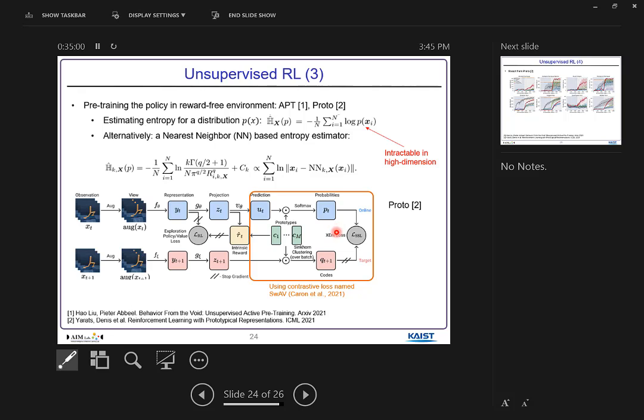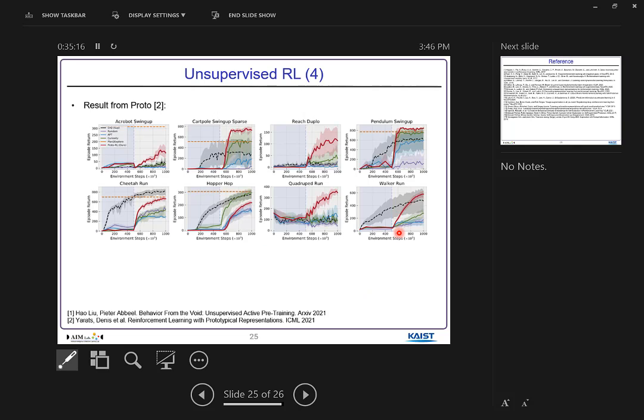So there are two purposes here: learn the policy and learn the representation. But the policy here is not learned for any specific task. It learns for no task, using the pseudo reward. And here is the result of this paper. Half of the time is for pre-training, and the rest of the time is for learning the specific task.